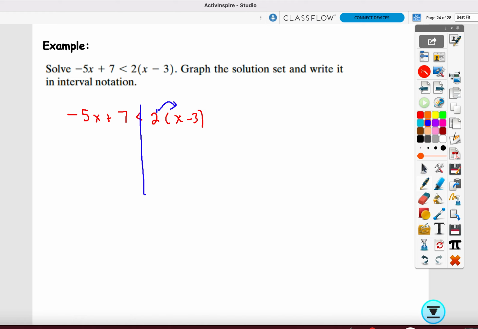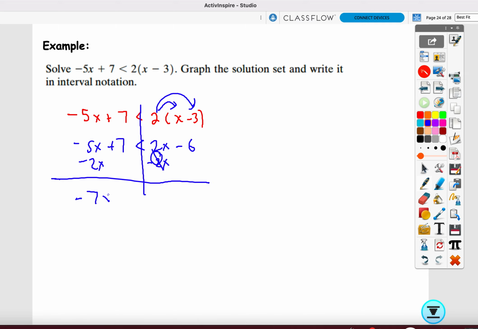So distribute your 2. 2 times x is 2x minus 6. Bring down everything else. Now let's manipulate it and get x by itself. Subtract 2x on both sides. Now, for this one, you want to put the x to the left so you don't have to rewrite it. Could you move it to the right side? Yes, you could, but the logic will be a little more complicated. So this becomes 0. Negative 7x plus 7 is less than negative 6.